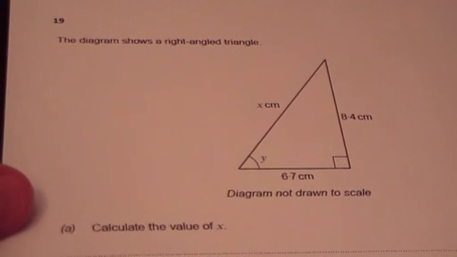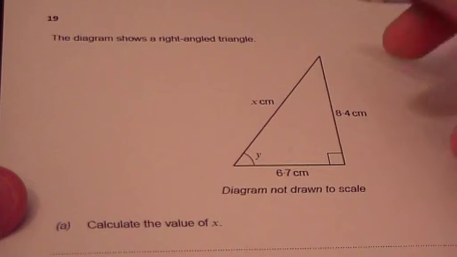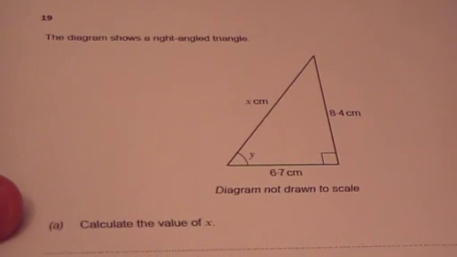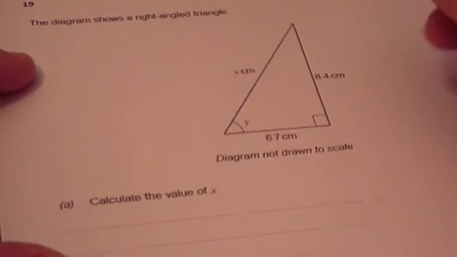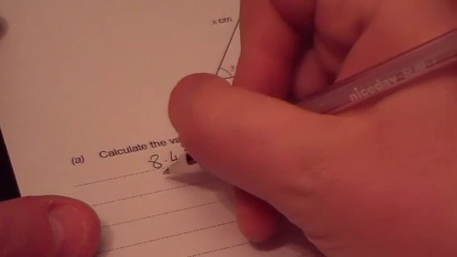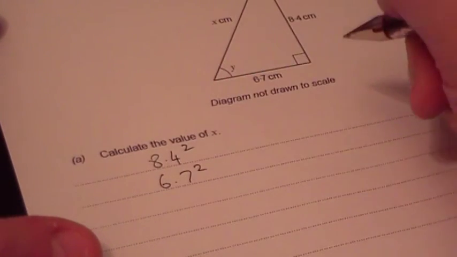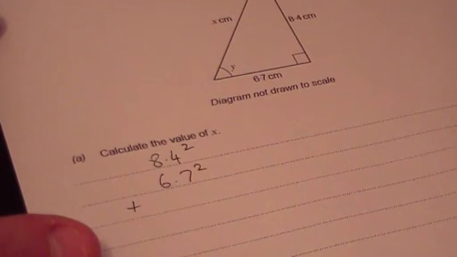And then we're on to our last page. We got a right angle triangle, and we got to find a missing side here, which is a hypotenuse. So calculate the value of x. We're going to do Pythagoras. We're going to square 8.4. We're going to square 6.7, and then we're going to add our two answers together to start with.